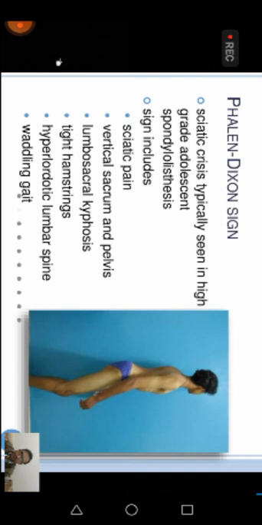Over. Thank you. Can somebody please take the picture and put it in the group?